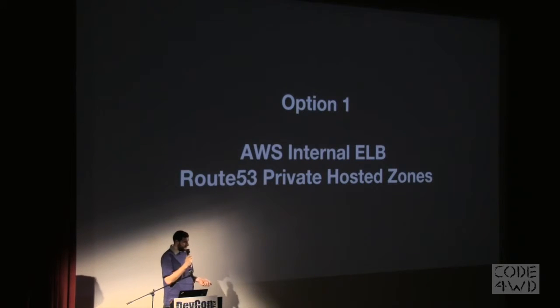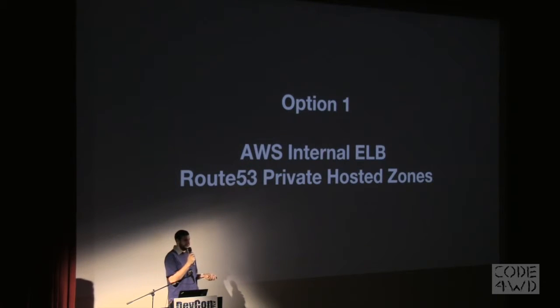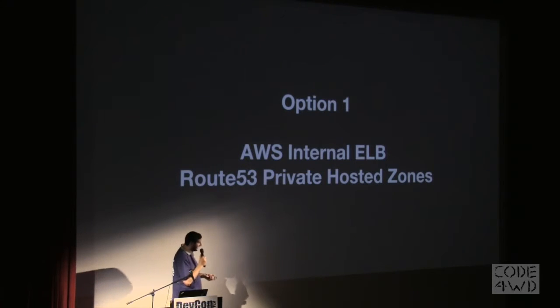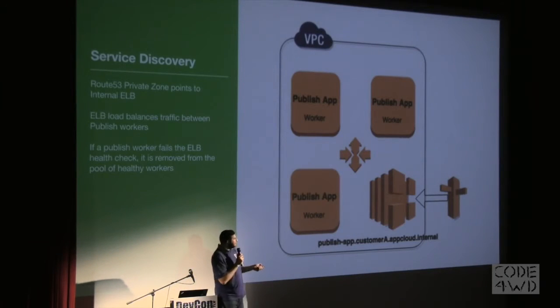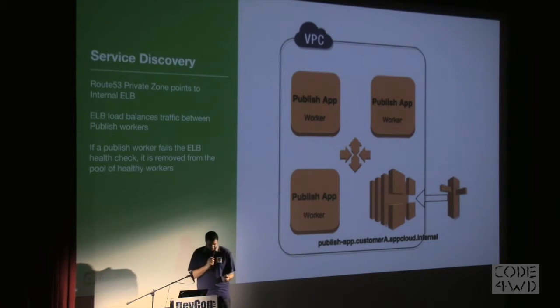So the problems that we had were that I didn't want Amazon to bill us for every single load balancer for every single customer. No way. I'm okay with Amazon. I'm not that okay with Amazon. And I also didn't know about these private hosted zones at the time, so I was kind of screwed. What that would have looked like is we'd have this well-known host name, hosted in Route 53, which would point to some load balancer. The load balancer would balance between these guys. If any of these workers failed a health check, it would be taken out, and the load balancer would take care of everything for us.